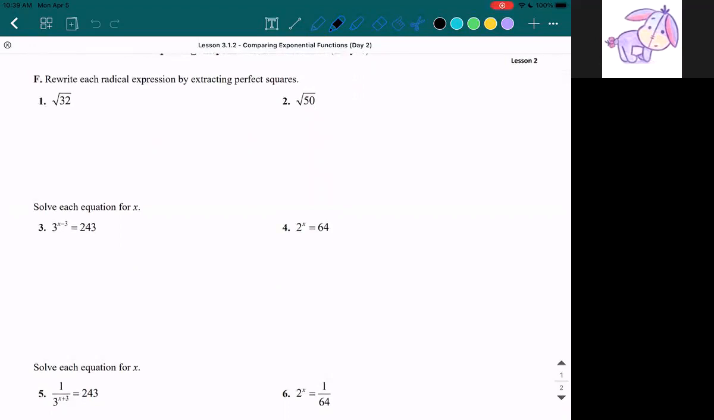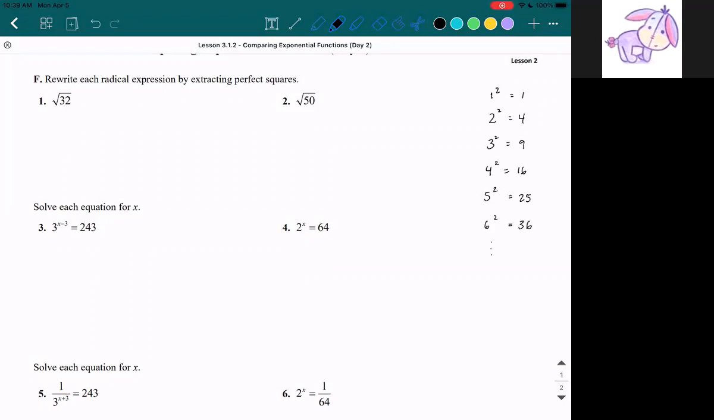So let's get started. For our first set of examples, we want to rewrite each radical expression by extracting perfect squares. So what is a perfect square? Well, let's think to ourselves, I'm just going to write it off to the side here. What is 1 squared? That's 1. What is 2 squared? That's 4. What about 3 squared? That's 9. What is 4 squared? That's 16. What is 5 squared? That's 25. What about 6 squared? That's 36.